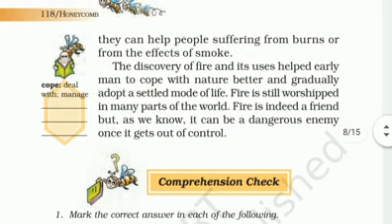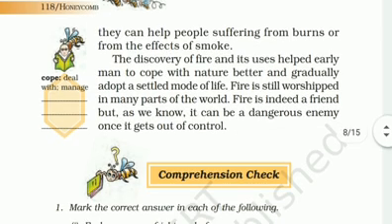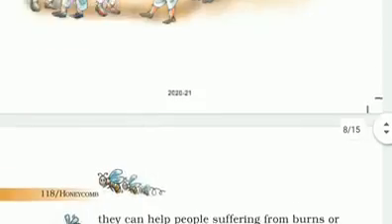So fire is a good thing. We need fire for many things. It's a helpful thing. But remember one thing: if the fire is out of our control, definitely it is a dangerous enemy. It will burn out everything and destroy everything. That is what we have learned from our chapter, Fire, Friend and Foe.